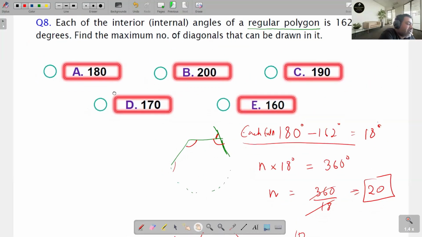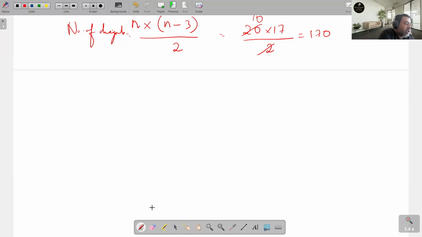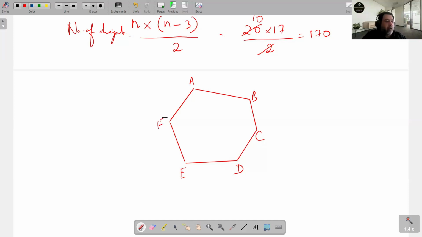Now, why is the formula there? Let's understand that also a little bit, so that you don't have to remember the formulas. Let's say I draw a particular polygon. As you can see, I've drawn a hexagon here. Let's label the vertices A, B, C, D, E, and F. Let's take one of the vertices, A. Now how can I get a diagonal? The diagonal can be drawn to E, D, and C. Correct.